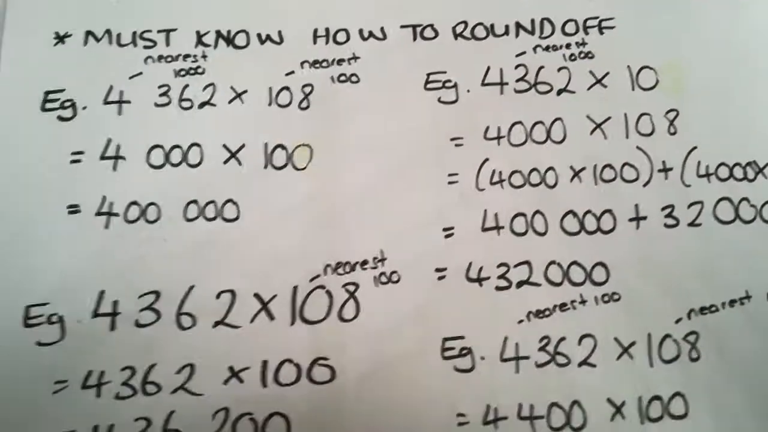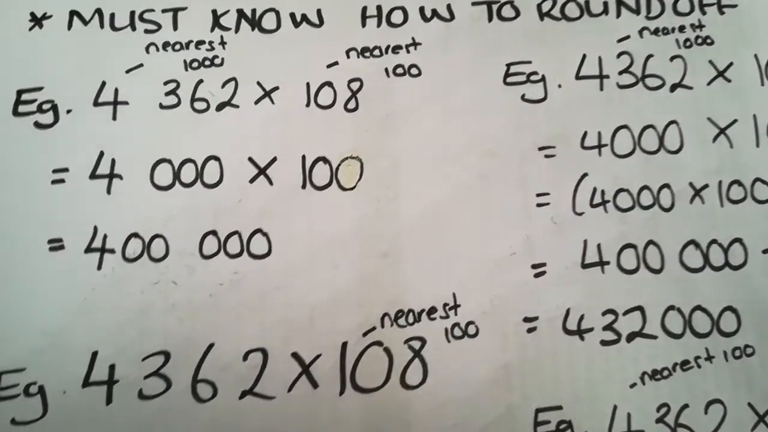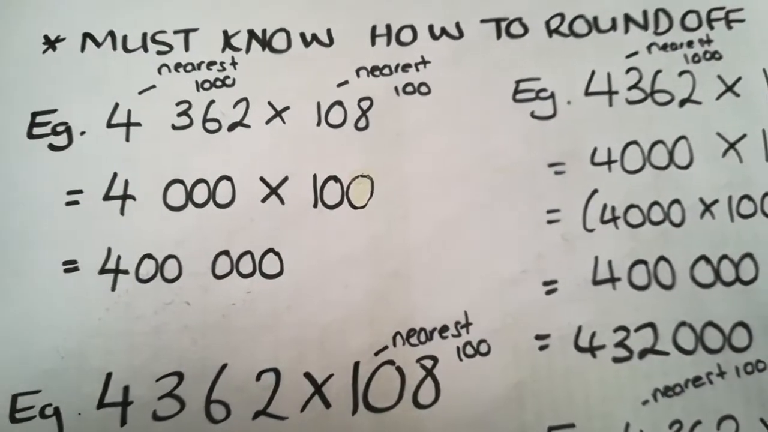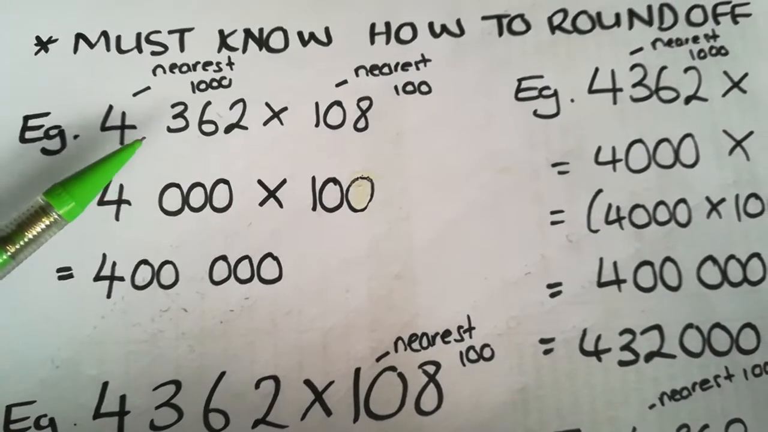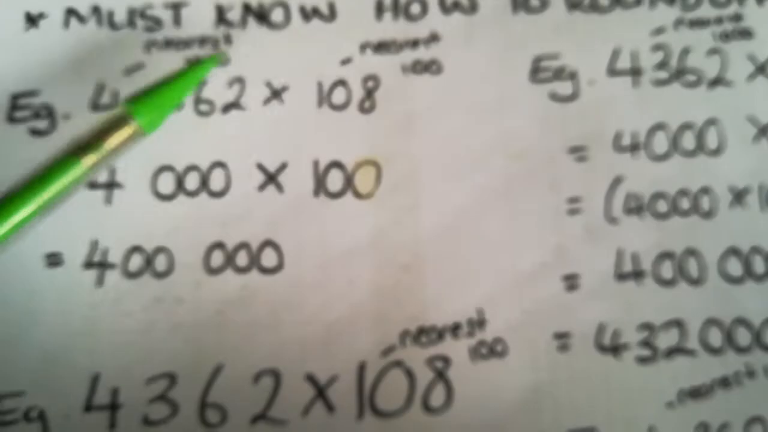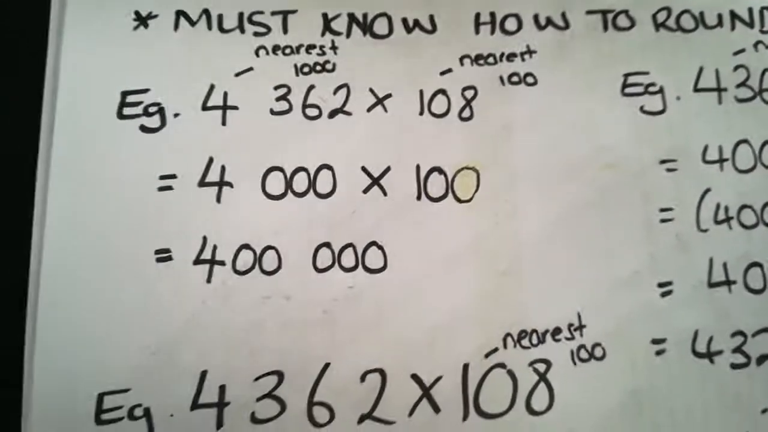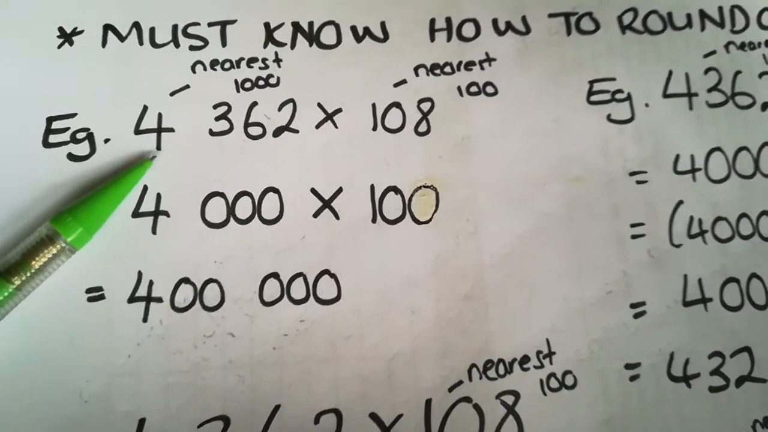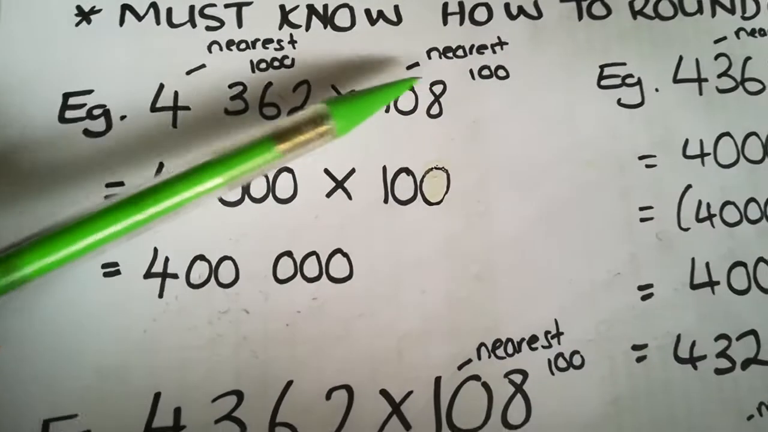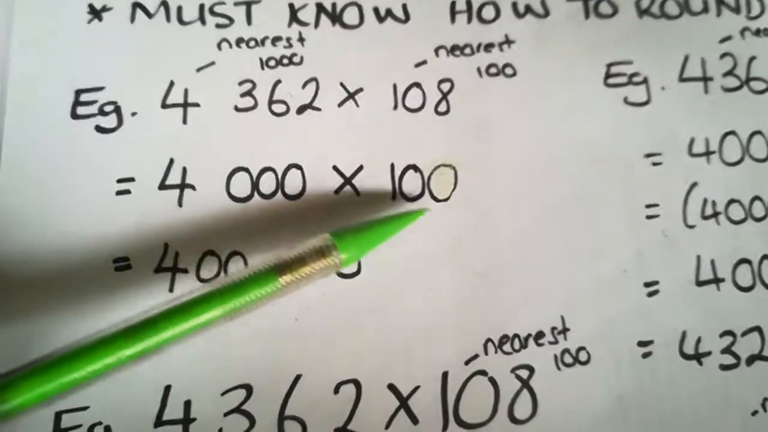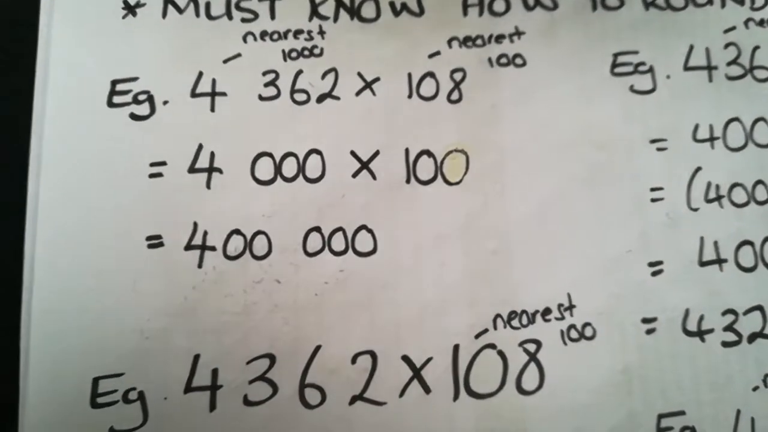Alright. So what is important firstly is to read the instruction of the question. The instruction of the question here, it's in your worksheets, but it said multiply the following numbers by rounding the first number off to the nearest thousand and rounding the second number off to the nearest 100. Okay, so I rounded 4,362 off to the nearest thousand, which was 4,000, and I rounded off 108 to the nearest 100, which was 100. I multiplied the two numbers together and I got 400,000.